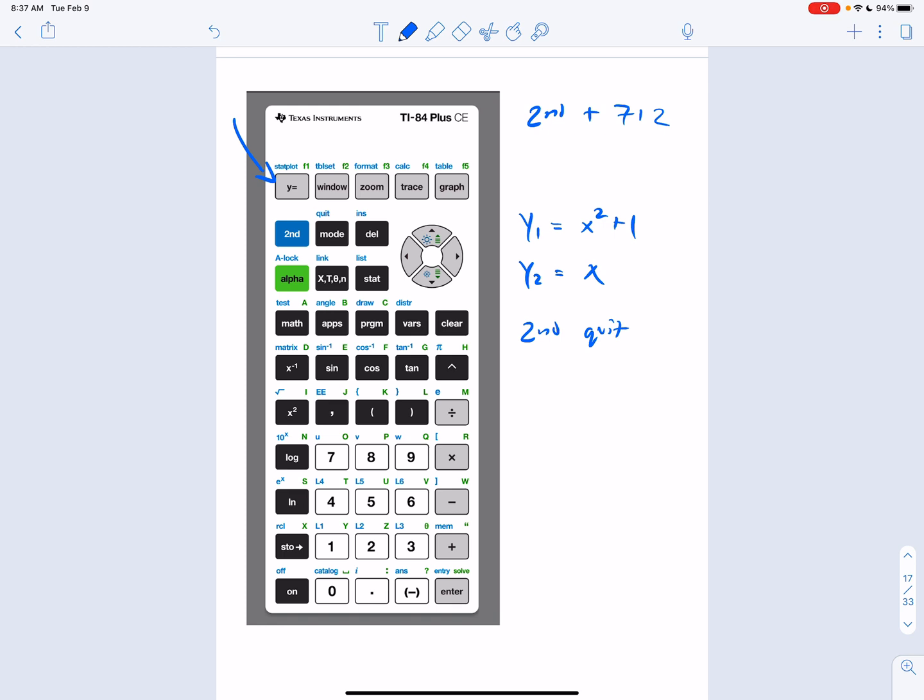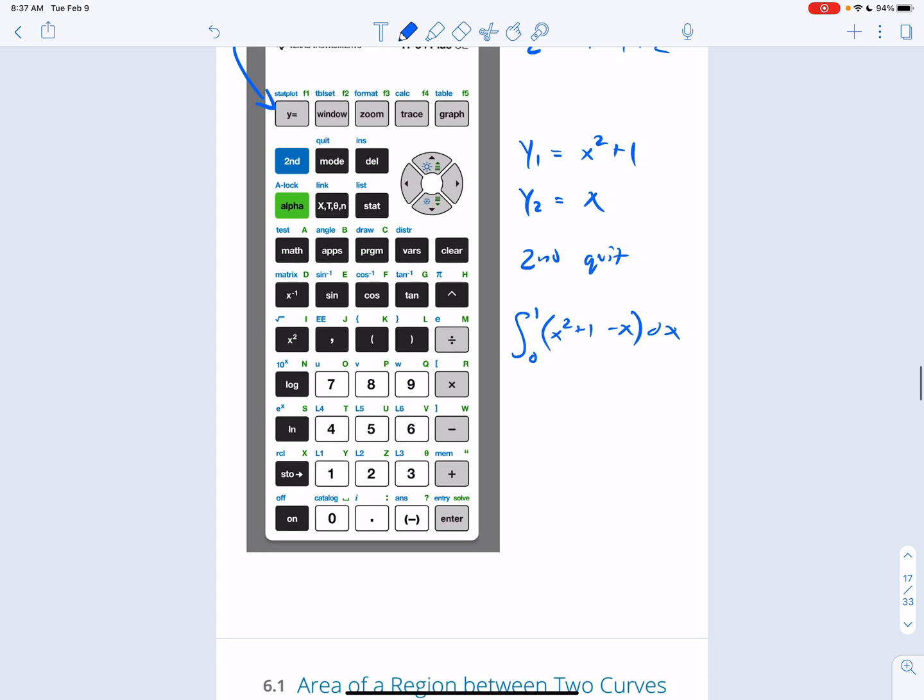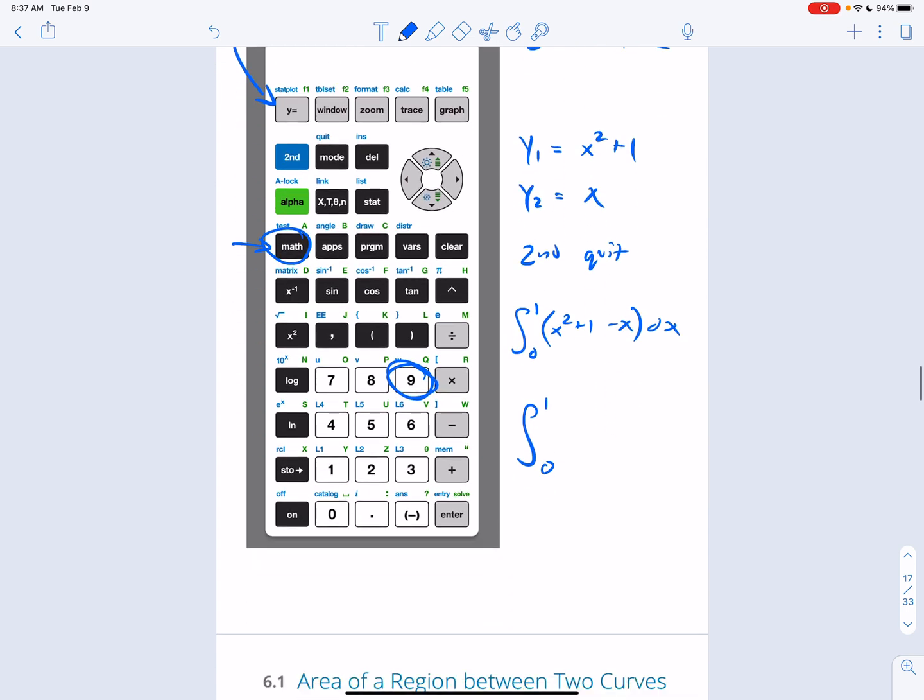So here's what you're going to do with a calculator, just to show you how it's set up. We're going to try to type out the integral from 0 to 1 of x squared plus 1 minus x dx, right? But you guys want to remember how to take your shortcuts here. So here's what we do. We're going to take the integral, so that's math 9. Math 9 will get you the integral symbol. So right now you have this. You want your lower and your upper bound to be 0 and 1 respectively.